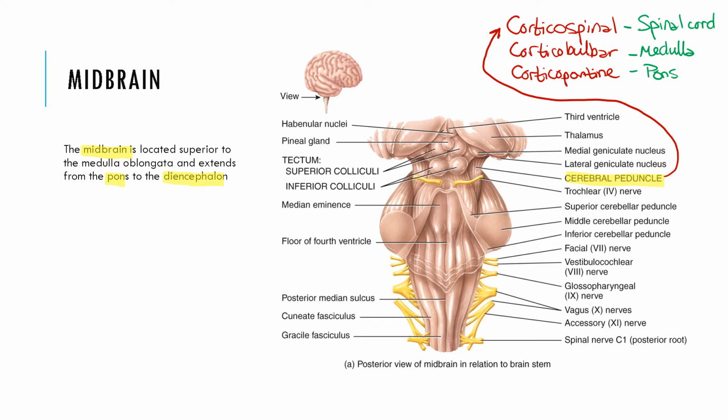Now the posterior part of the midbrain is called the tectum, and it contains 4 rounded elevations. So you can actually see, maybe we can highlight them here. You can see these rounded elevations here and here. So we have 2 superior elevations. These are going to be nuclei known as superior colliculi. And these serve as reflex centers for visual activities.